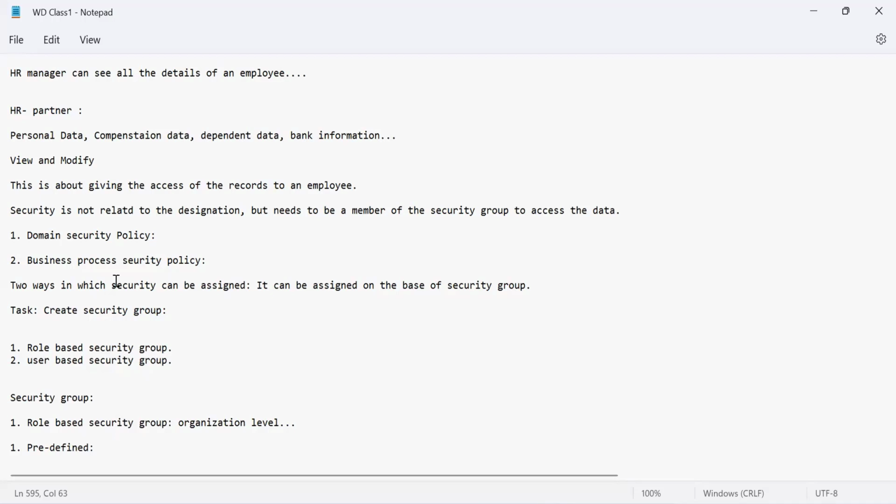So how does that pass on to the user? There is a process, and try understanding this, because it is very important. When you are creating a security group, there are two types: role-based security group and user-based security group. Generally, everyone in an organization will be given role-based security, because you will have a specific role and are authorized to work on a particular section.